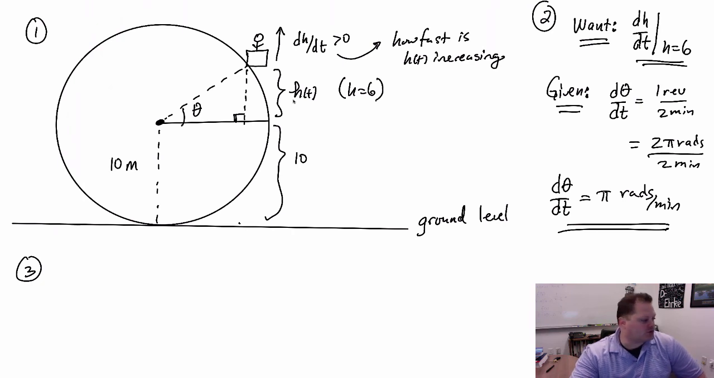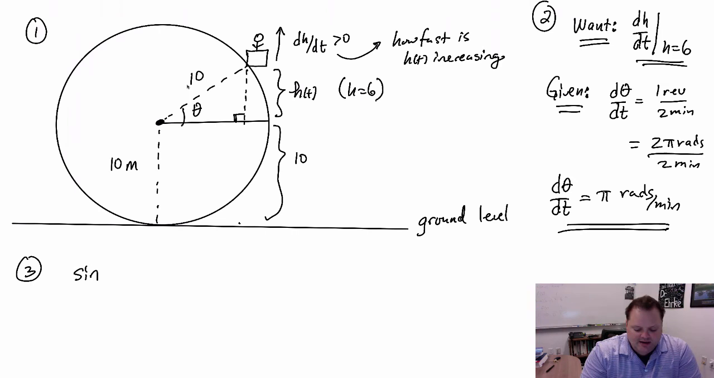Okay, so in order to relate theta and h, I have to think about the information I'm given. I know an angle, I know the opposite, but I don't know the adjacent. I do know the hypotenuse, because the hypotenuse is the same as the radius. The hypotenuse is 10. So I know opposite and hypotenuse, which means I should use sine.